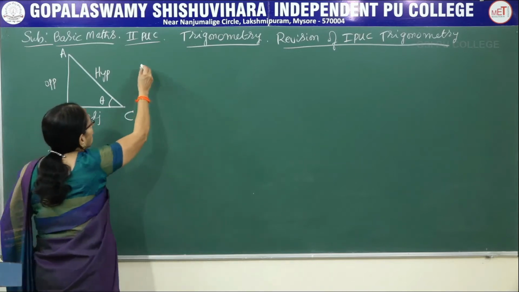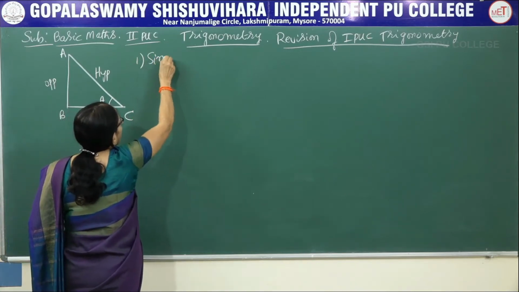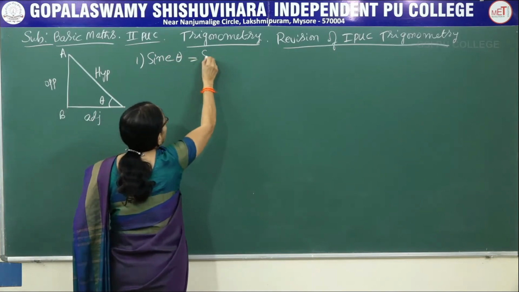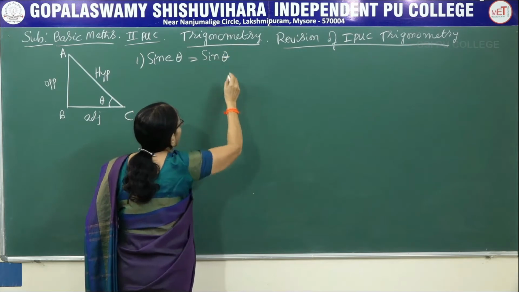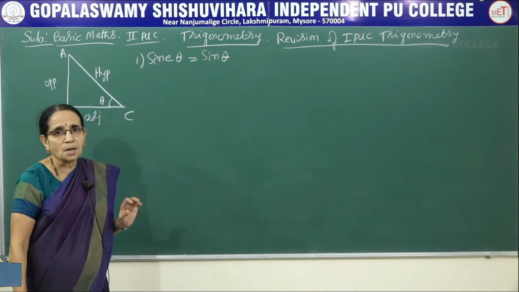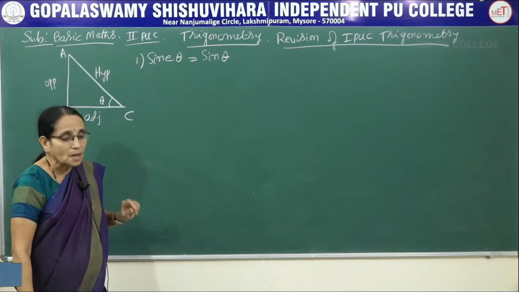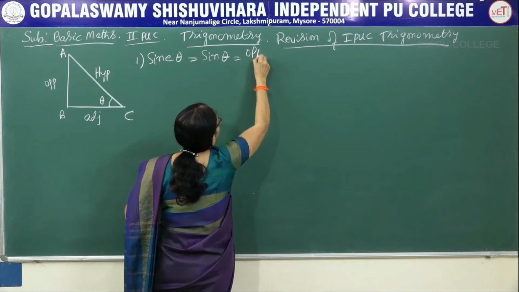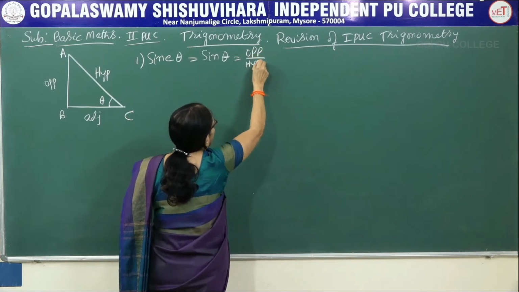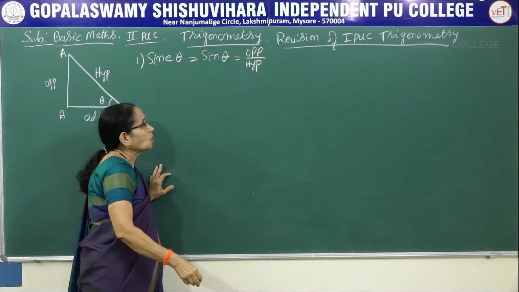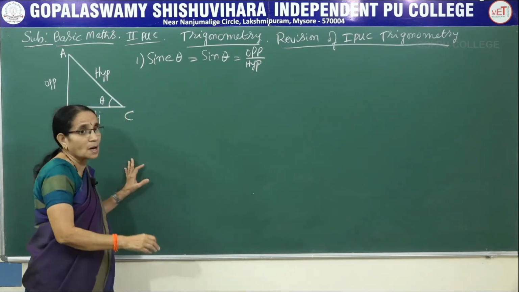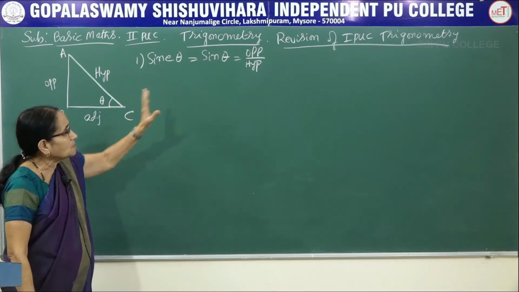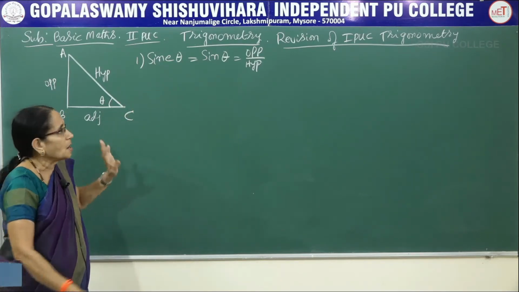The first one is sine theta, S-I-N-E. In short we write it as sin theta, that is, we take only the first 3 alphabets. How do you define this? It is opposite over the hypotenuse. Don't remember it as AB by AC like that, because whatever the triangle we are considering, the basic definition is opposite over the hypotenuse.